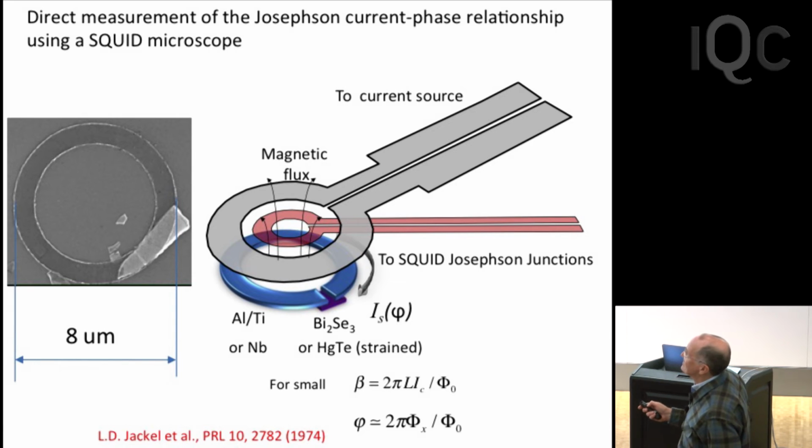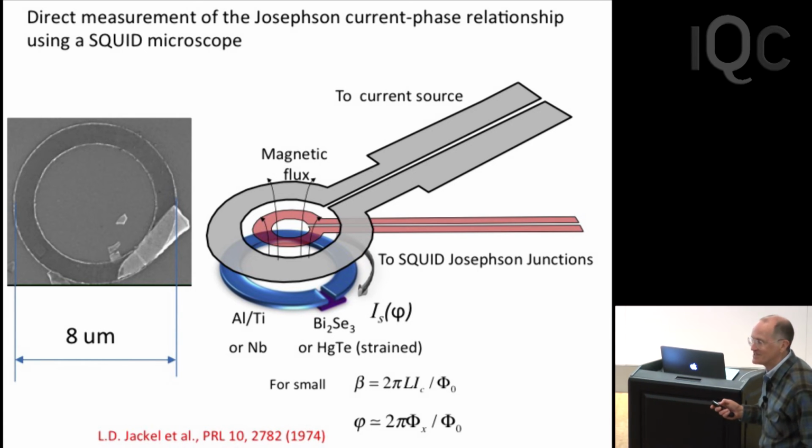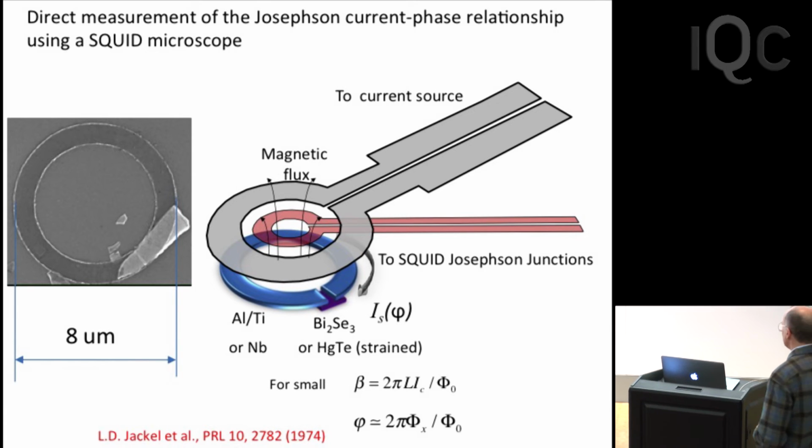If the inductance of this ring is sufficiently small, and in fact it is, then there's a simple relationship between the phase drop across the junction and the flux you supplied. It's just 2 pi times the applied flux divided by the superconducting flux quantum. You can tell how much current is going around the ring because, through the Biot-Savart law, it couples flux into our pickup loop. So we have both the phase and the current, and we can get the current phase relationship quite directly.